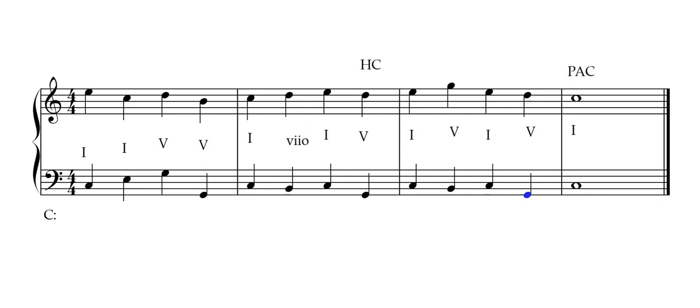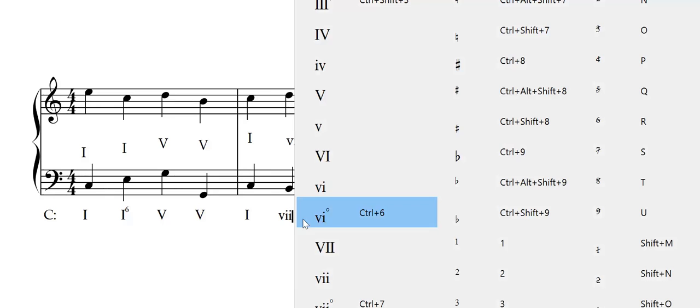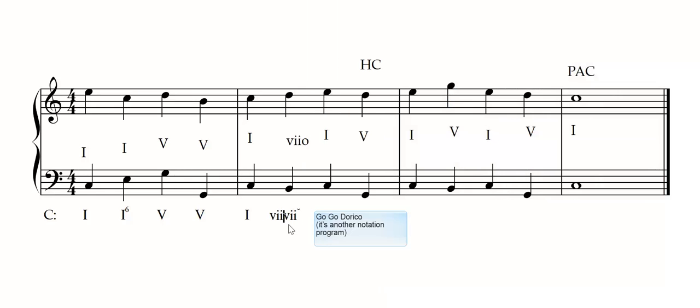Oops. Okay, so now I'm going to put the Roman numerals in down there now that we know what's going on. So 1, 1, 6, 5, 5, 1, 7. Oops. Diminished? I don't even know what that is. I haven't used Sibelius in a long time. Alright, there we go. 7 diminished in root position, and then 1, 5, 1, 5, 6, 1, 5, 1.